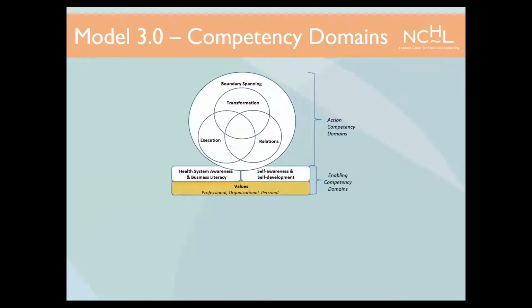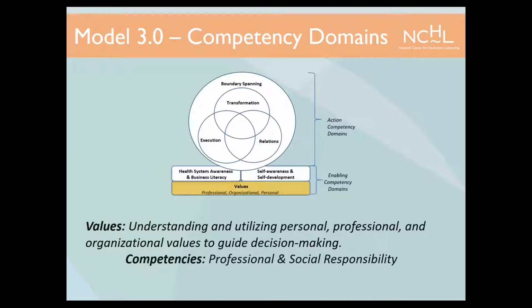And finally, underlying all of these enabling competencies are values. So understanding and utilizing personal, professional, and organizational values to guide decision-making. This includes our professional and social responsibility competency. This competency domain was added in part due to UCL's work as well, who understood that values are really at the core of all of our decision-making and our leadership and should really be included in talking about leadership.